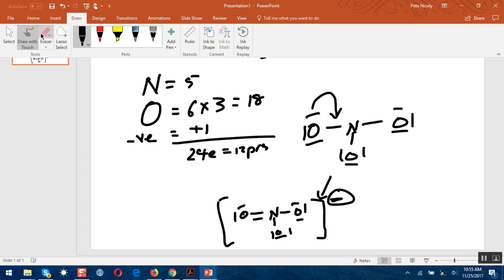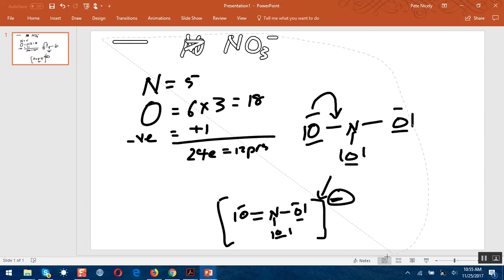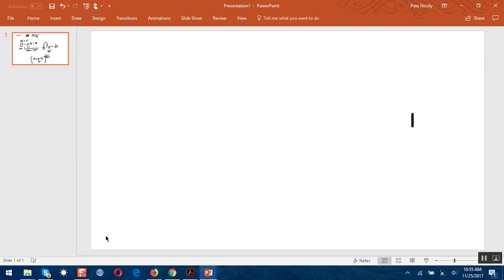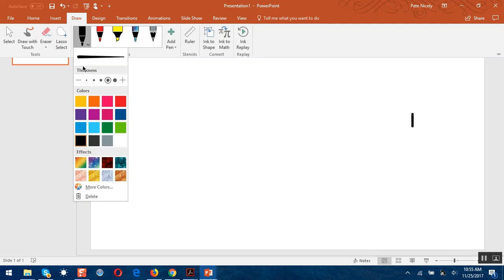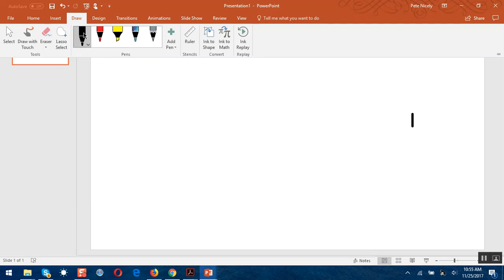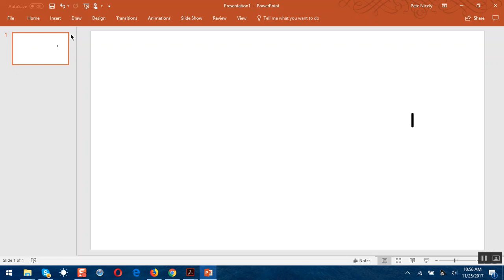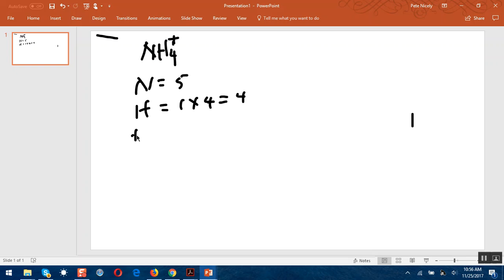So let me go back, lasso, and take out all this again, and go back to the pen function. The example I'm going to look at now is ammonium. We go to the periodic table, look up nitrogen, that gives you 5. We look up hydrogen, that gives you 1, but we have to multiply by 4, so that's equal to 4. And for the positive charge, we subtract an electron. Therefore the total number of electrons we have to assign is 8, which is equal to 4 pairs.